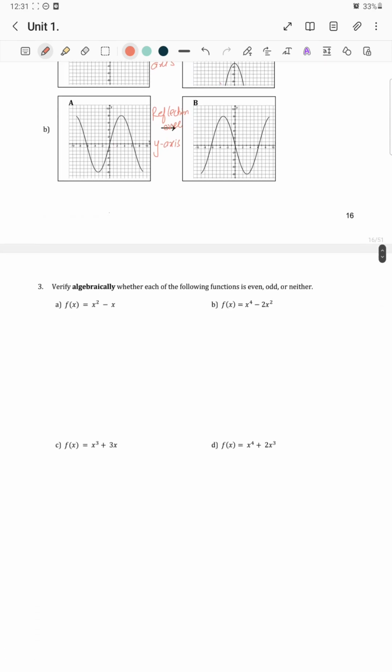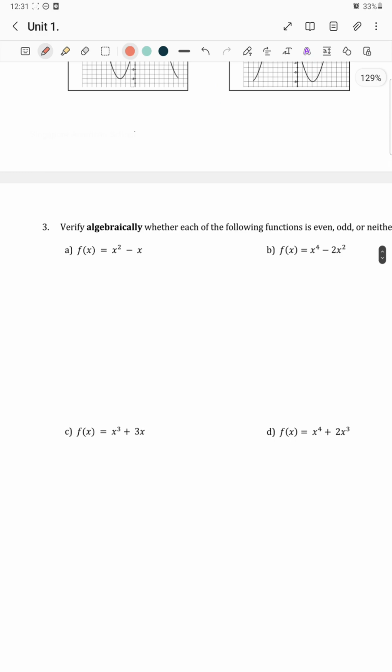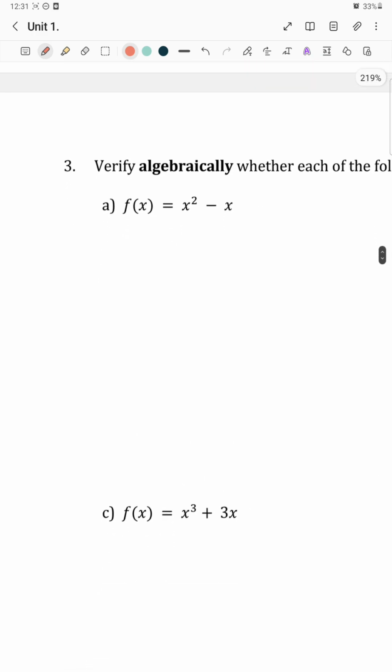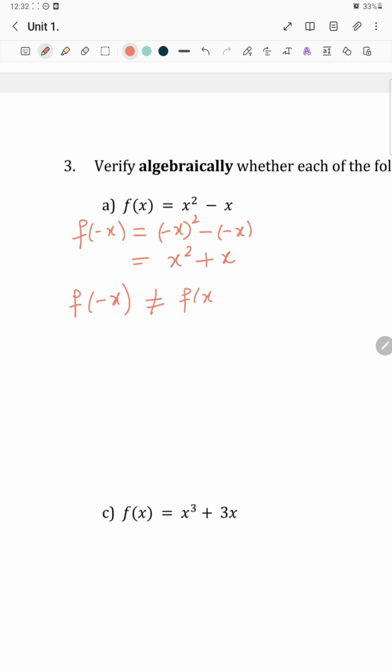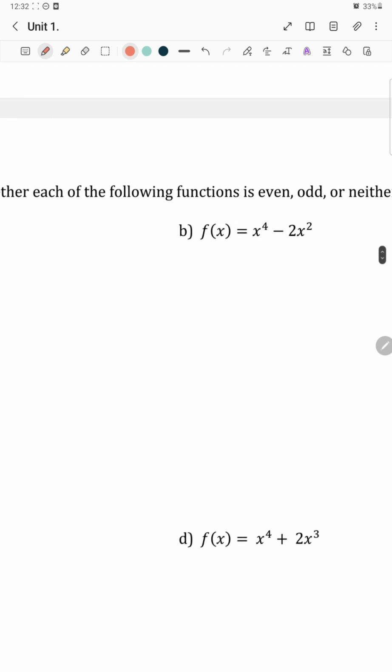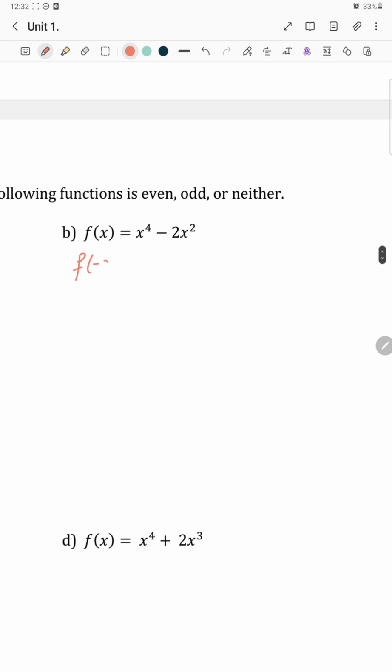Verify algebraically whether each of the following functions is even, odd or neither. Again the same one. I'm going to do it for f of negative of x. So f of minus x is not equal to f of x. So the answer is neither.